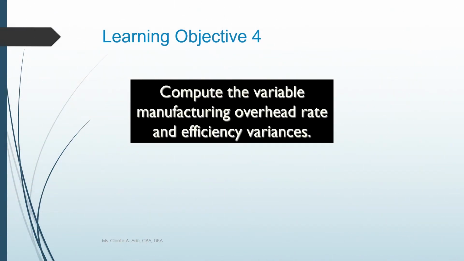So at this point, we have already finished computing and understanding variances for materials and labor. Now let us proceed with our learning objective number 4, and that is to compute your variable manufacturing overhead rate along with your variable manufacturing efficiency variances.